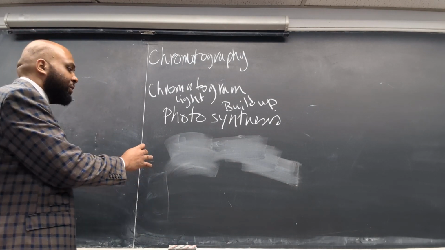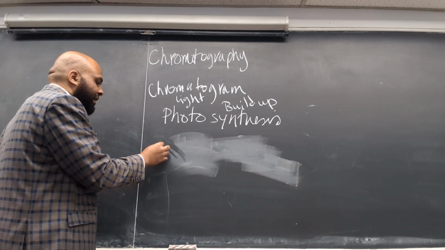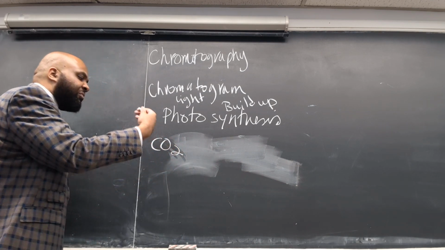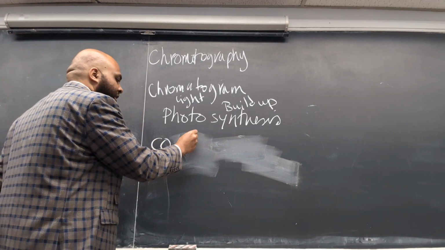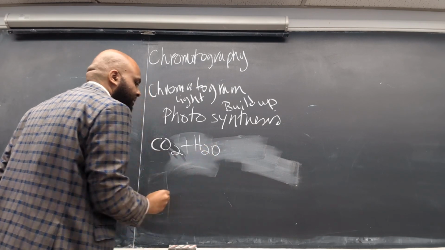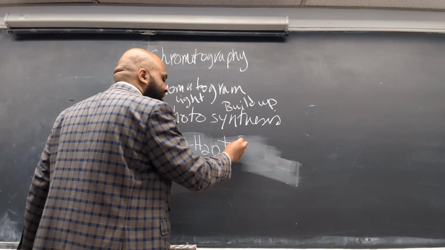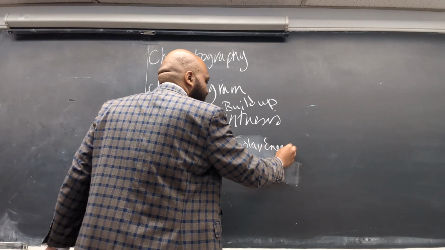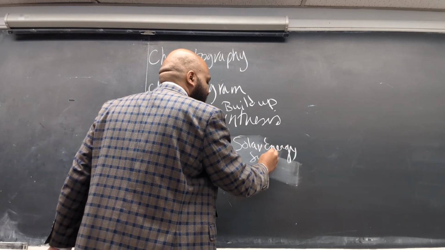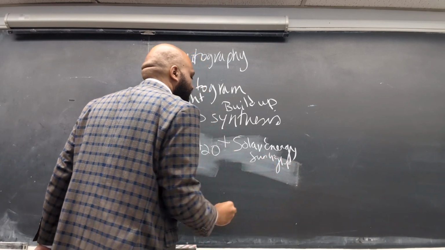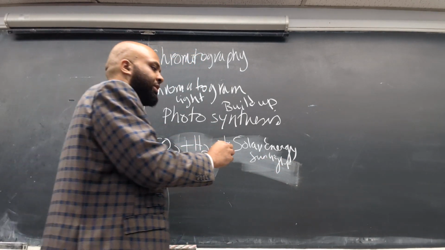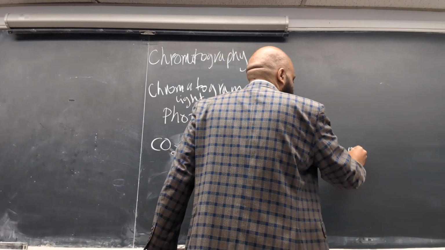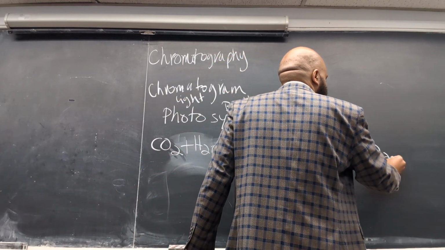So in photosynthesis, the plants rely on carbon dioxide, which is given off by us, plus water, and they need solar energy, sunlight, and that is going to give us water and oxygen as a byproduct.